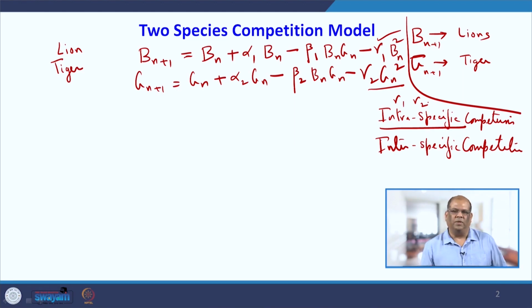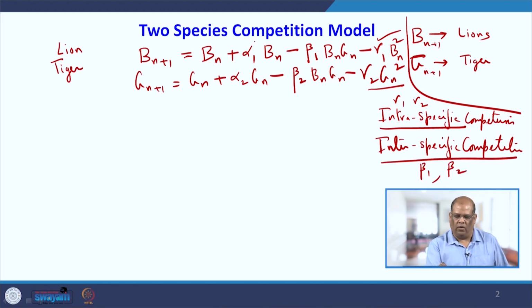And interspecific competition is when they are competing for food with a different species. So, in this case, the lion is competing with the tiger and the tiger is competing with the lion. That is interspecific competition, and they are happening at a rate of beta 1 and beta 2. These are the growth rates for the lion, and this is the growth rate for the tiger.